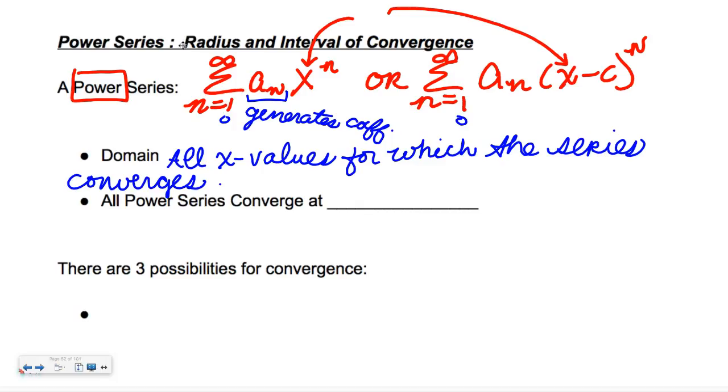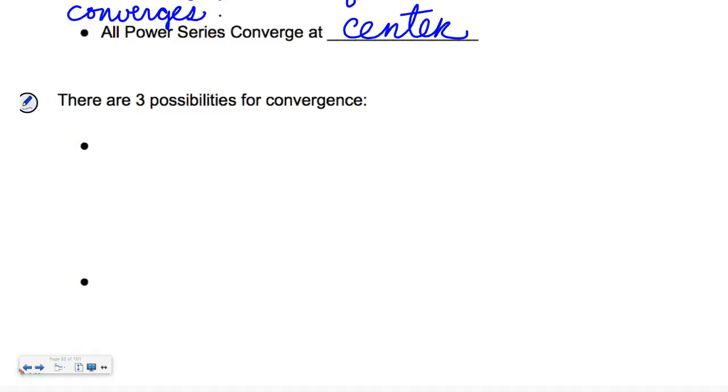All right, so all power series converge at the center. No matter what one you make, they match up at the center for sure. After that, there's 3 things that could happen for convergence. They might converge. Let's do this. They may, actually that should say might instead of may.